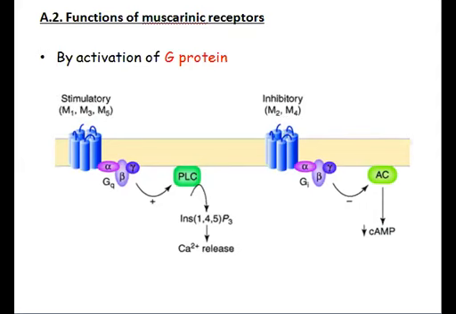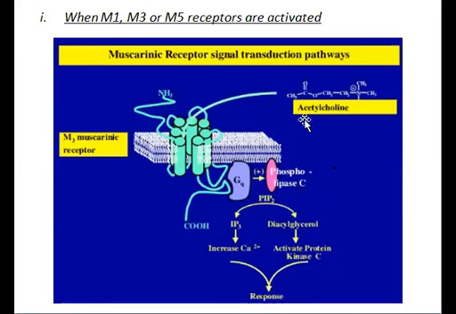So how do they exert these functions? When the acetylcholine stimulates M1 or M3 or M5, then it activates a G protein. Remember that a G protein is made up of 3 units, alpha, beta, and gamma. Once they are activated, then the beta gamma will be separated from the alpha subunit that goes and activates an enzyme called phospholipase C. This enzyme breaks the phospholipids present at the membrane of the cell into inositol phosphate and diacylglycerol.